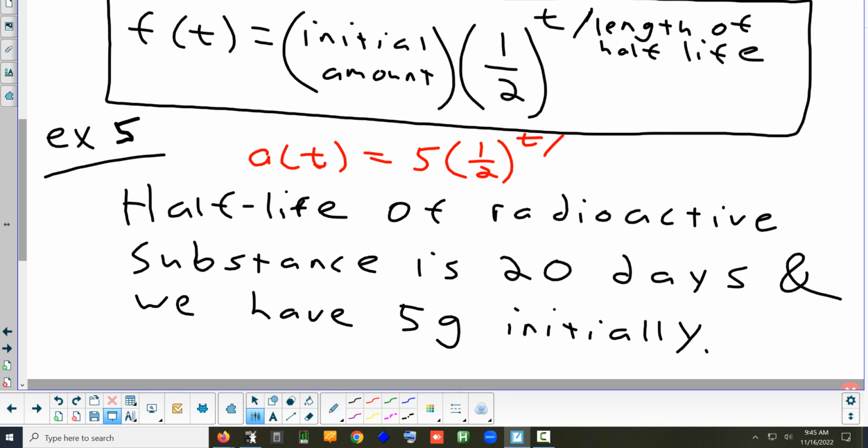In this case, the length of the half-life is not 1. What is it? 20. This exponent needs to be the number of times it should be cut in half. So after 20 days, the exponent should be a 1. After 40 days, it should be a 2, meaning it will have cut itself in half twice. But that's your formula.